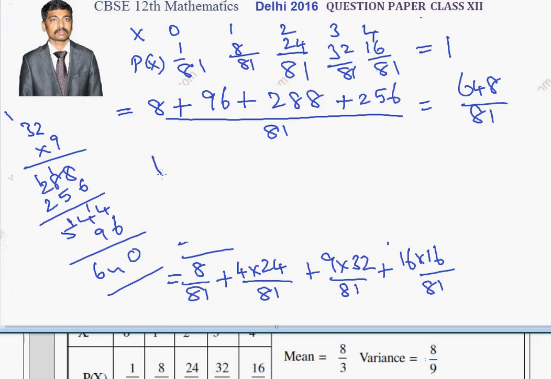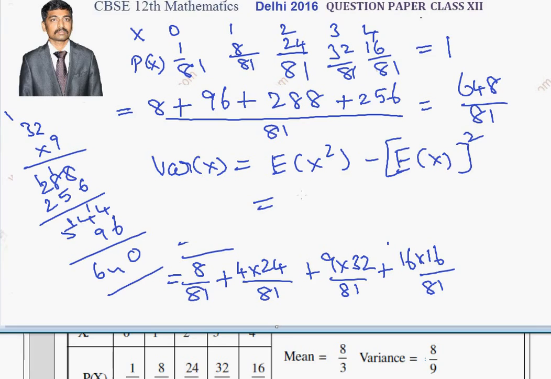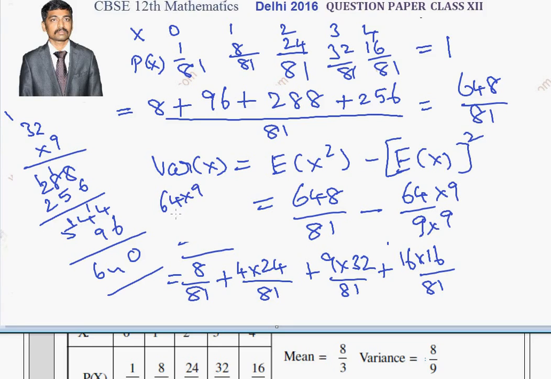Now the variance formula is E of x square minus E of x whole square. E of x square is 648 by 81 minus the mean we got as 8 by 3. So if I square it, I'll get 64 by 9. For making a common denominator, I'll put into 9 here. So what is 64 into 9? 9 4s are 36, 9 6s are 54, 57, 576 I am getting.